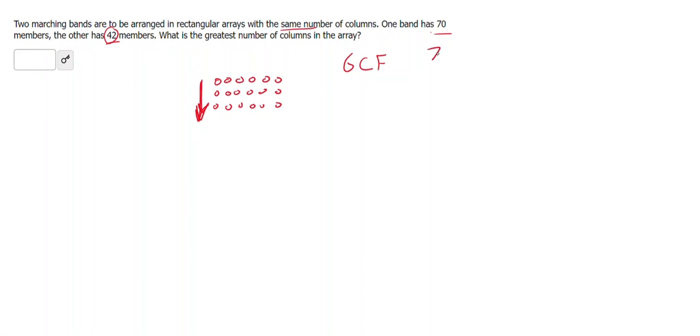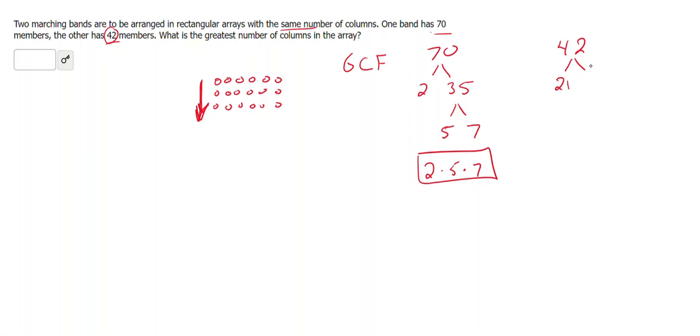So let's find that. For 70, I'm going to break it into its prime numbers. If I divide 70 by 2, it's 2 and 35. And then 35 is 5 and 7. So 2 times 5 times 7 is another way of writing 70. And then for 42, I can break that up as 2 and 21. It doesn't really matter, it could have worked the other way too. And then 21 is 3 and 7. So 2 times 3 times 7.